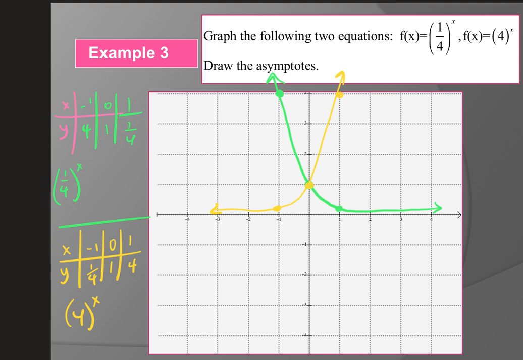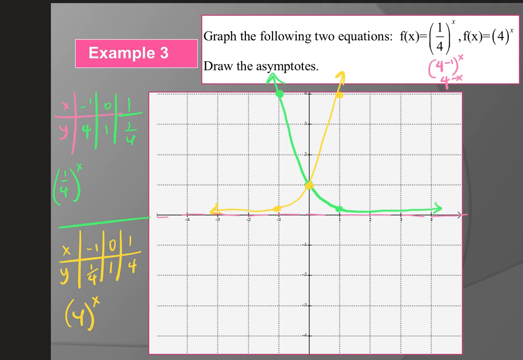So in both cases, I had 0, 1 as my y-intercept. In both cases, I have a horizontal asymptote at 0 because we still haven't shifted anything up or down. And if you think about it, 1/4 to the x could have also been written as 4 to the negative 1 raised to the x, or 4 to the negative x.